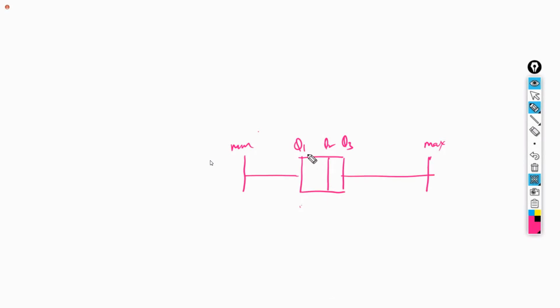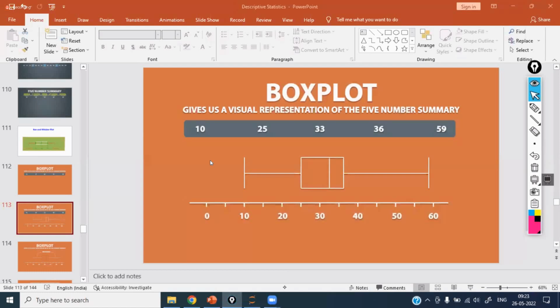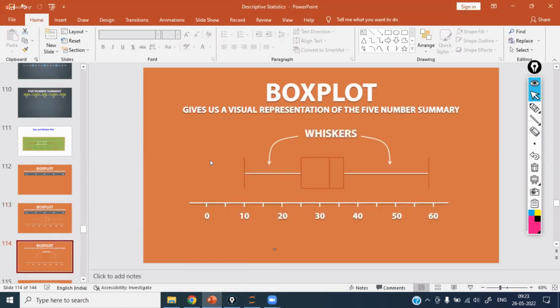In the center we are going to attach these three values by using the box. We attach them by whiskers. These are called whiskers. In between the box and whiskers, so it is called the box and whisker plot, or box plot for short. Okay, the box plot is there.